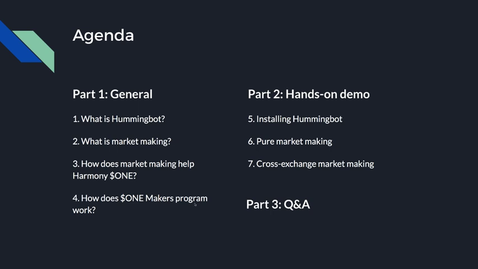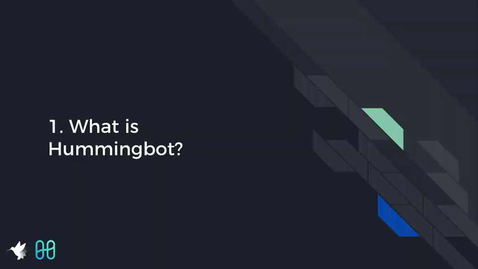Great. So let's get started with the first question that we're going to answer today, which is, what is Hummingbot? Hummingbot is an open source algorithmic trading platform for crypto. We started as a quant fund about 2 years ago. We ran that fund for about a year. So we have a good amount of experience with developing algorithms and also the technical infrastructure to support algorithmic trading in crypto.